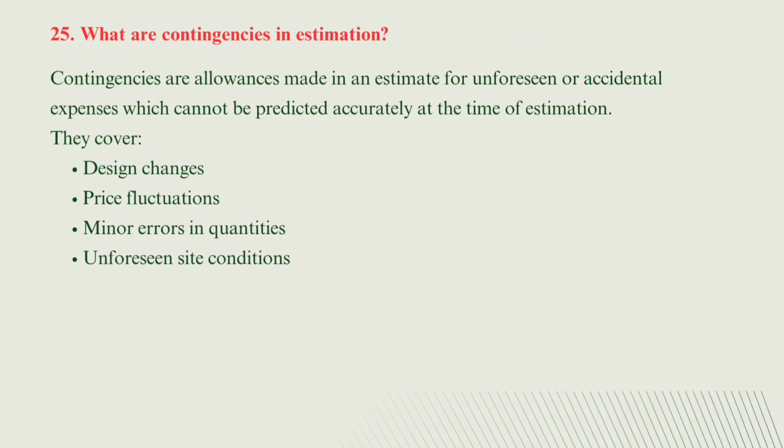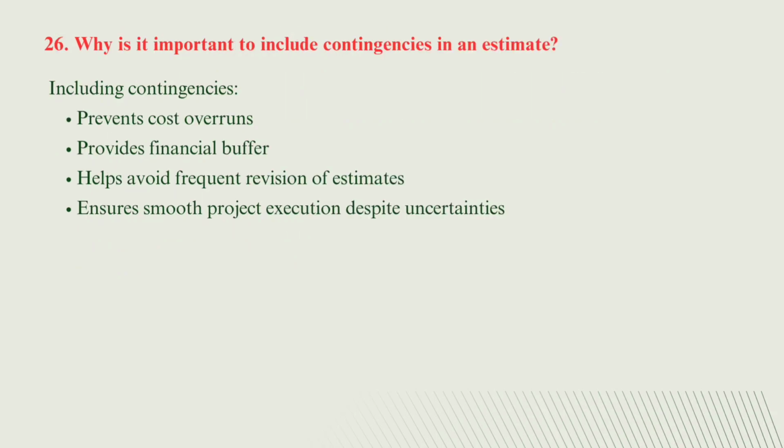The next question, what are the contingencies in estimation? The answer is, contingencies are the allowances made in an estimate for unforeseen or accidental expenses which cannot be predicted accurately at the time of estimation, and they cover design changes, price fluctuations, minor errors in the quantities, or unforeseen site conditions.